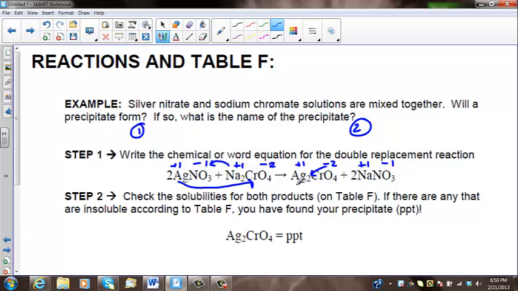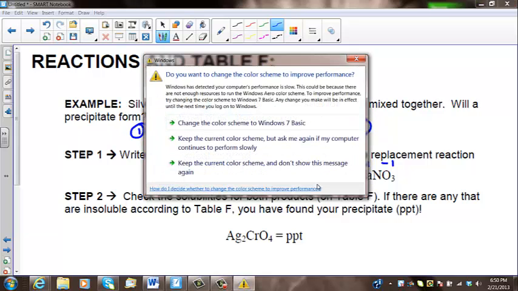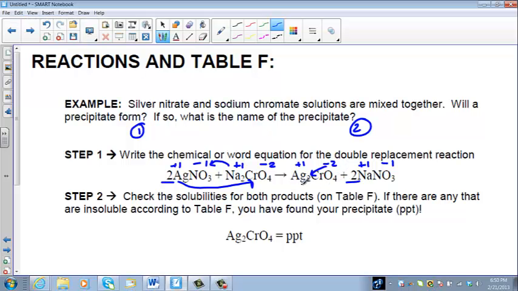Now we had to balance it. We had 2 Ag here, so we needed to put a 2 here. That's why that coefficient is there, which then gives us 2 NO3, so we came over here and put a 2 here. So remember that we're looking at the negative part of the compound.